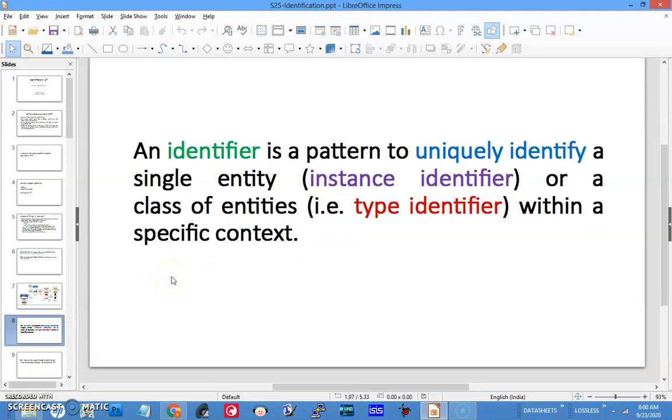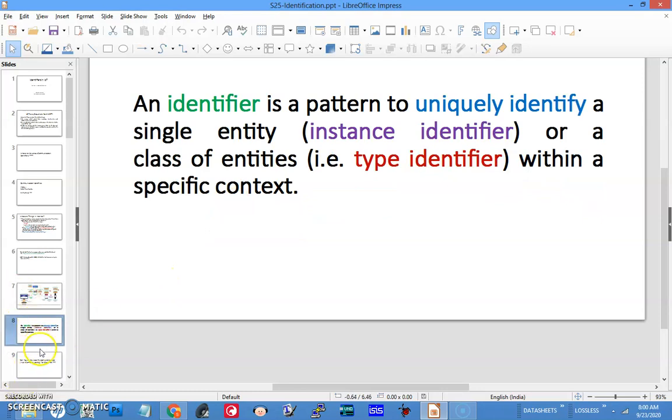Now the formal definition for an identifier. The stress is on uniqueness within a specific context. It doesn't need to be a worldwide unique thing, but with respect to your use case, it is unique enough to be identified.